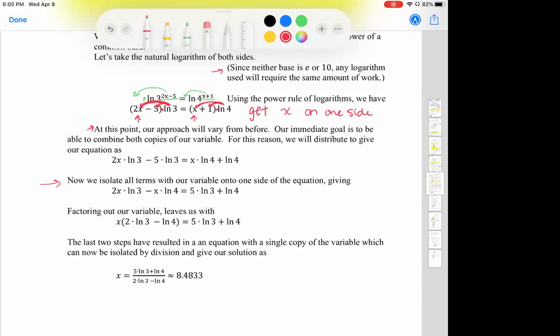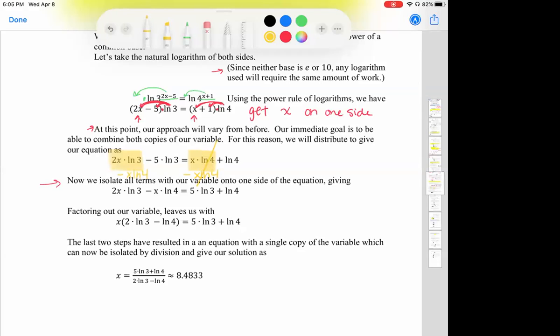move your x's. So let's highlight them. I see I have an x here and I have an x here. I want to get them together. So let's go ahead and subtract x ln of 4 from both sides, so that's gone. And then we have minus x ln of 4.